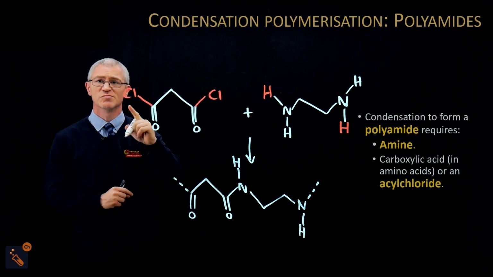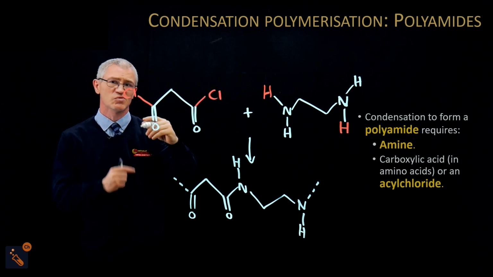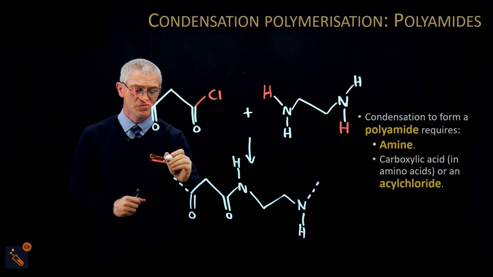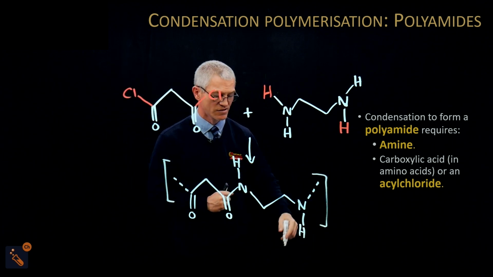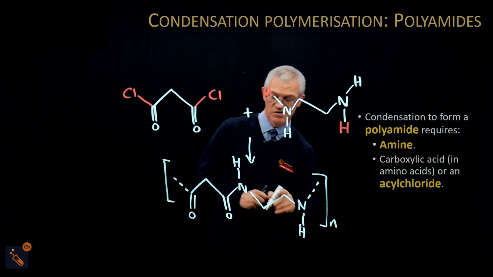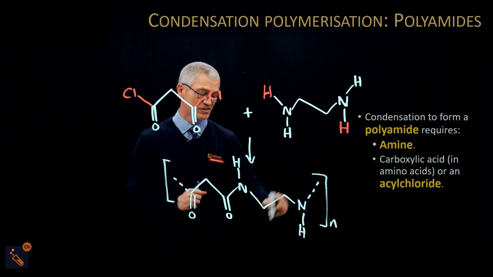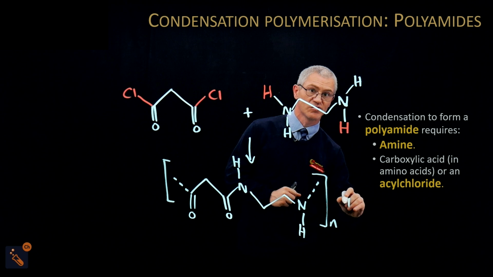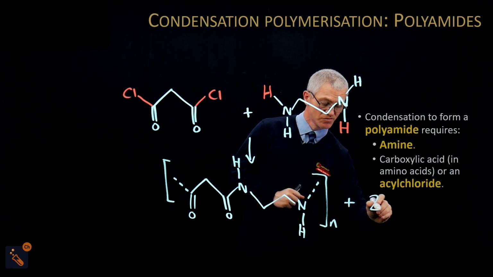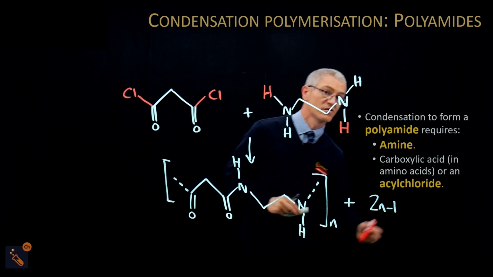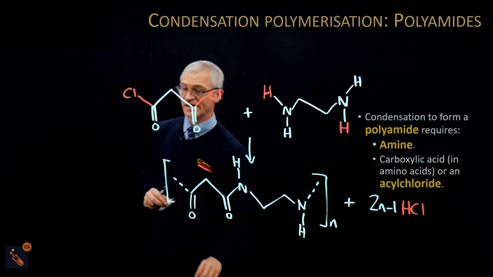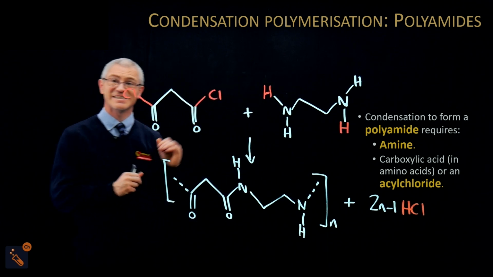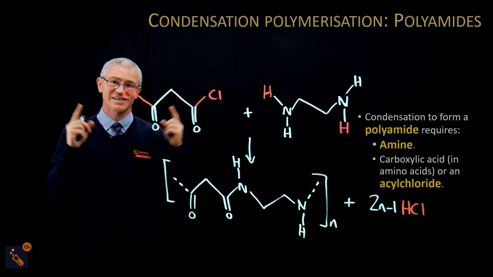Now again, we've gone over this in another video: because we have 2 monomers, for every repeating unit we have here, we will have 2n minus 1 of our HCl. Now again, that's because at the end of this polymer chain, it's unreacted.